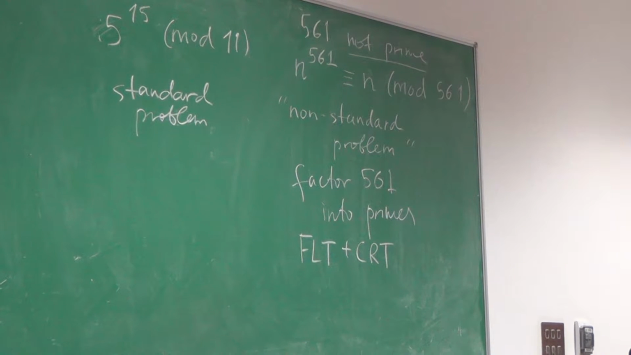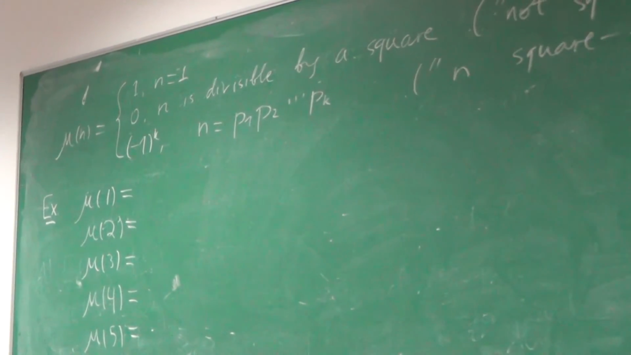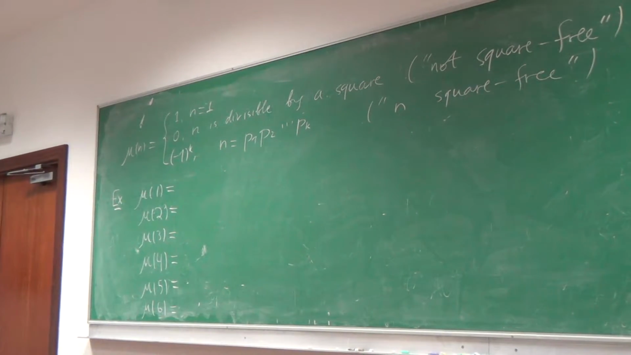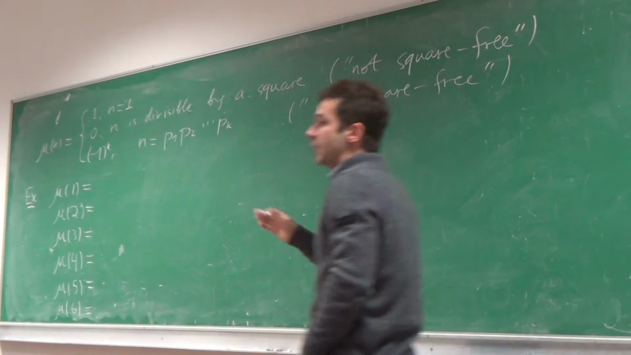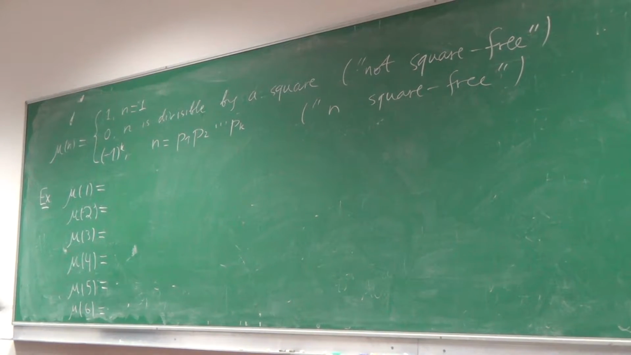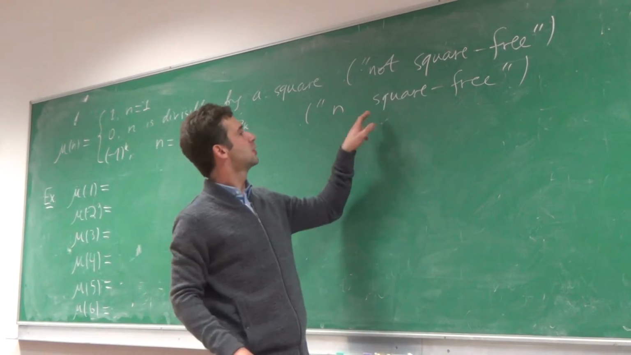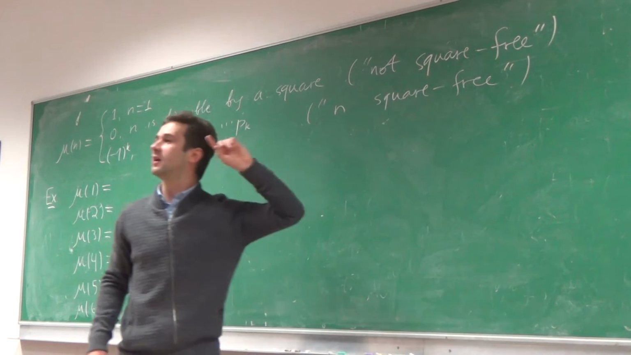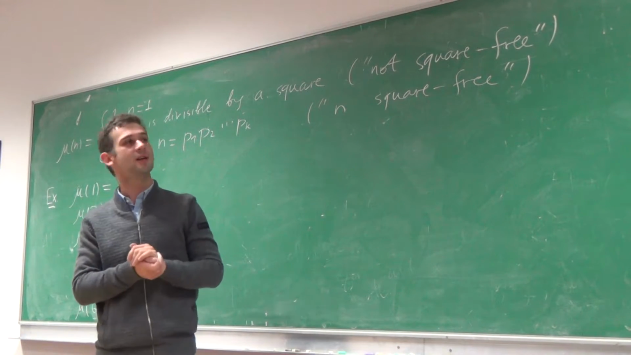Okay, so we are back to the Möbius mu function. That's the third out of the 4 functions we introduced. We'll talk a little bit about this, and then we'll talk about the Euler phi function. I've rewritten the definition once again. Last time I was using square free, not square free, and I realized maybe it wasn't very clear.